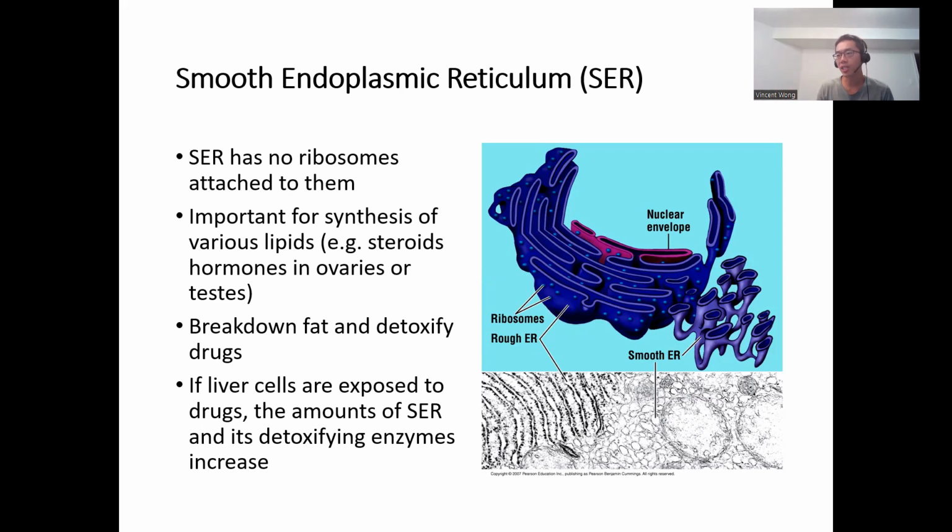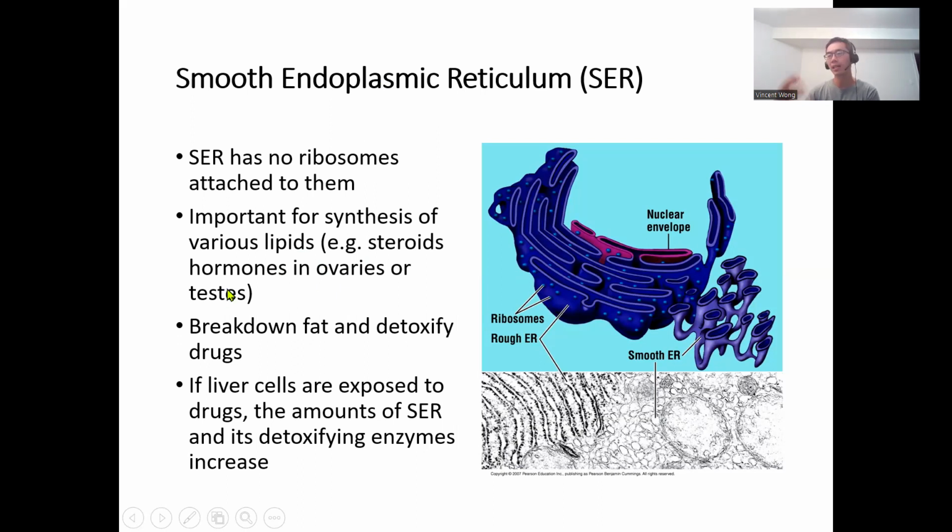Depending on the function of the cell, sometimes the cell might have more of one kind of organelle compared to another. So let's say we look at the cells of the ovaries and the testes. These are the reproductive organs, right? That's where you will make the sex hormones, the testosterone, the progesterone, the estrogen. These are steroid hormones, as you recall from lecture 2. And so you would expect to have more smooth ER in these cells.